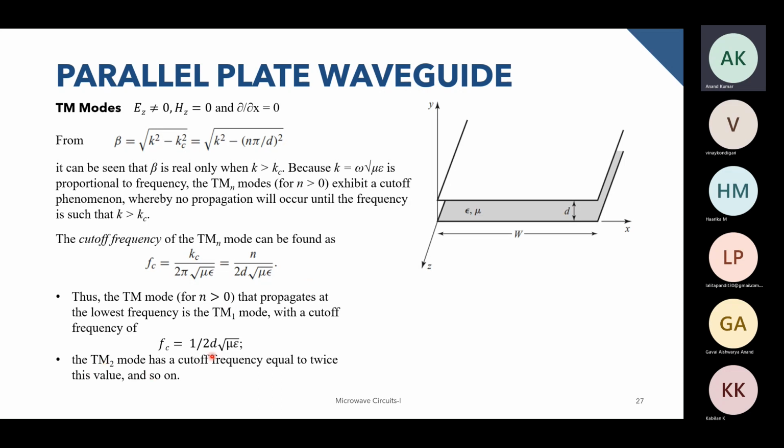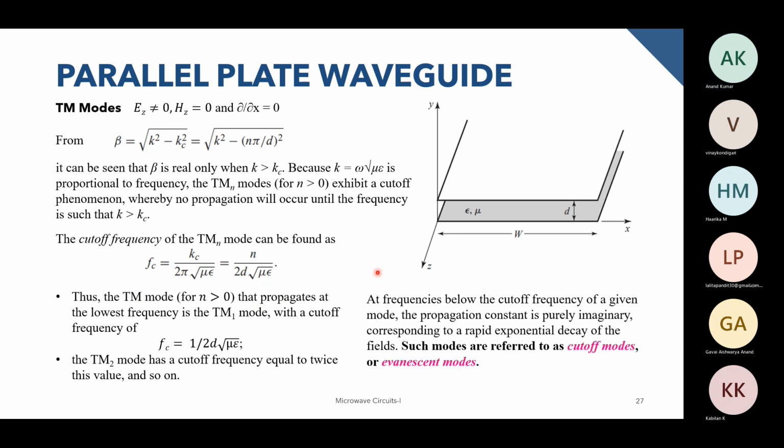Again, we can substitute n equal to 2 and get the cutoff frequency for the higher mode. Something on this line can be asked in exams as well, so you can remember this particular formula. And one important thing: when the frequency is below the cutoff frequency of a given mode, the propagation constant is purely imaginary.